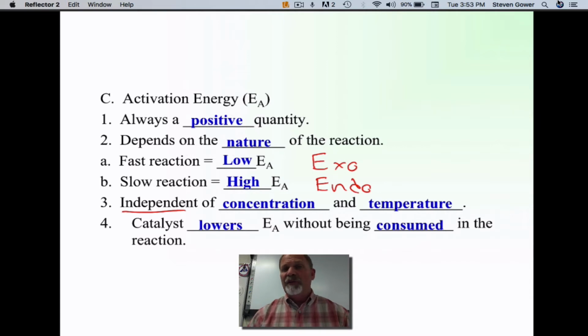Concentration and temperature can help you get over the hill quicker, but they don't adjust it. The only one that lowers the hill is the catalyst. The catalyst actually lowers the activation energy. So it's the same at the beginning as it was, same at the end as it was in the beginning.